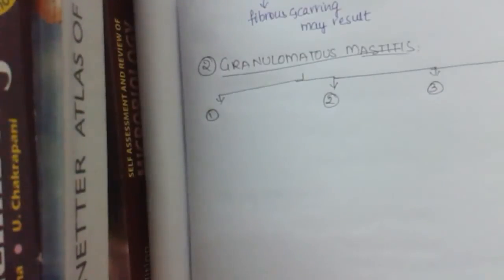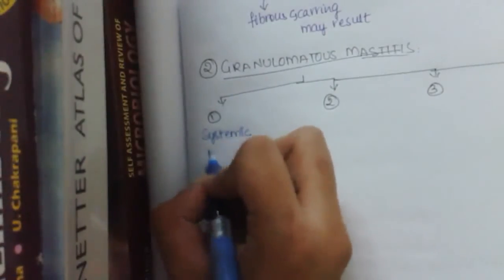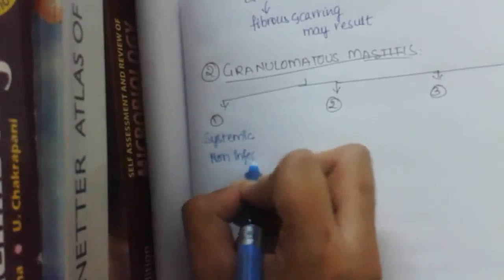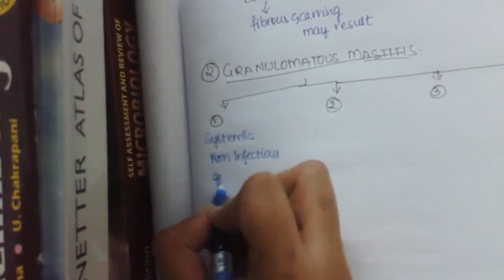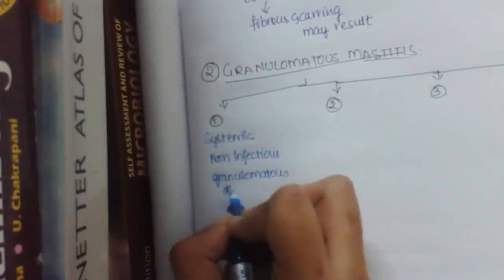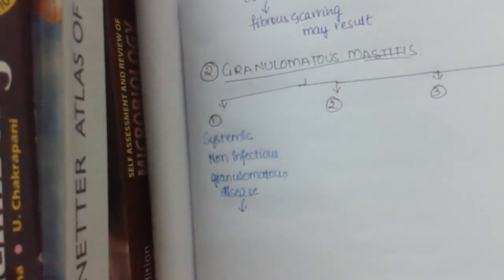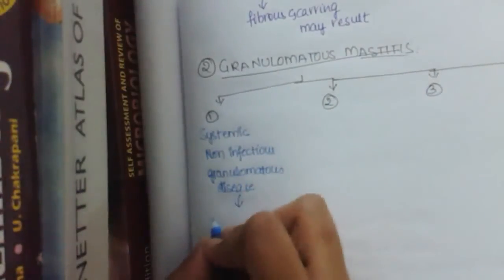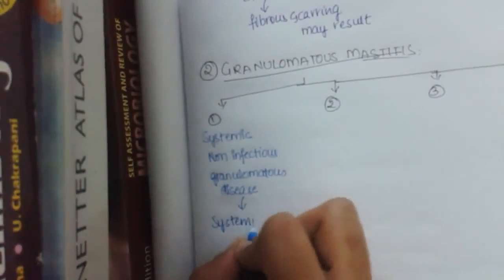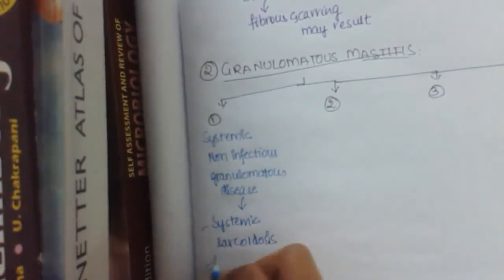The first lesion is systemic non-infectious granulomatous disease. This may be due to some other systemic lesion. That is, a person has some systemic lesion and that may invade the breast tissue and result in granulomatous mastitis. Like systemic sarcoidosis or Wegener's granulomatosis.